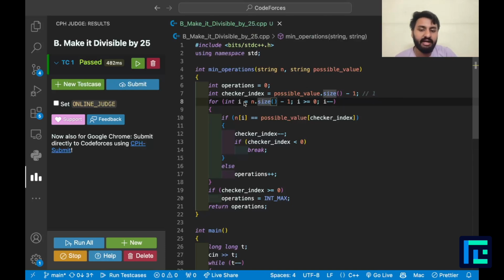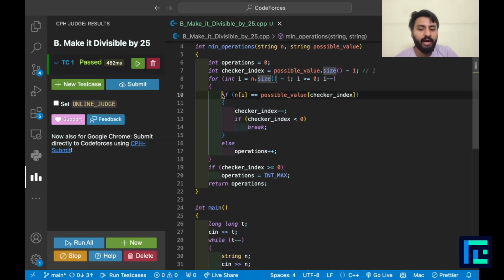Then I have one more index i, which is again running from the right hand side, since I'm trying to find the best digits possible from the right. So i runs from n dot size minus 1 to greater than or equal to 0, i minus minus. Now what do I do? I'll say, okay, is my current digit equal to the possible value's digit at the checker index? Did those digits match? If they did, I know checker index has to be decreased by 1, because now I would move on to check the next digit.